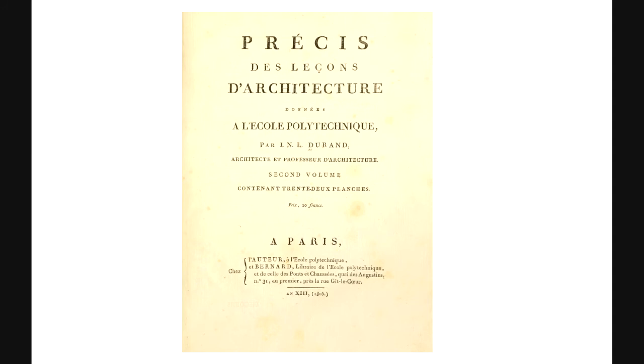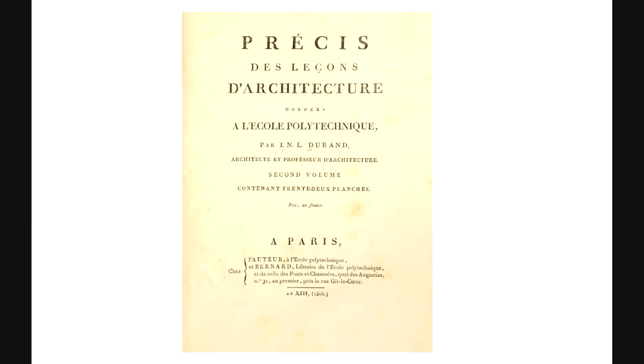When these new building forms like hospitals, train stations were built in the 19th century. Where's his name written in the middle? J.N.L. Durand means Jean-Nicolas Louis Durand. He was an architect, but he was not famous as an architect. He didn't really build anything, or just one or two buildings, but he was a professor in the first architecture faculty in Paris, written there, big Paris.